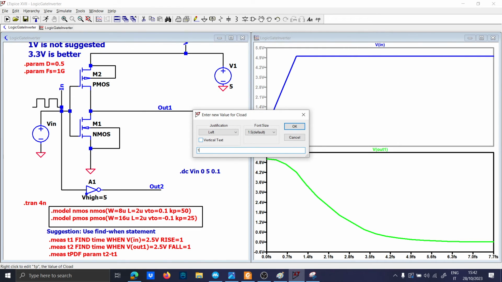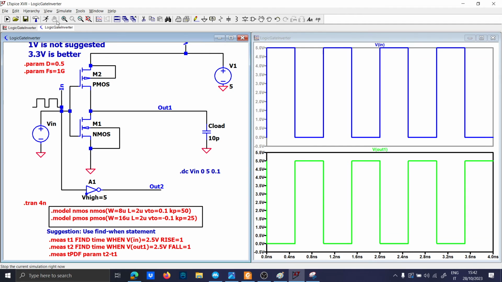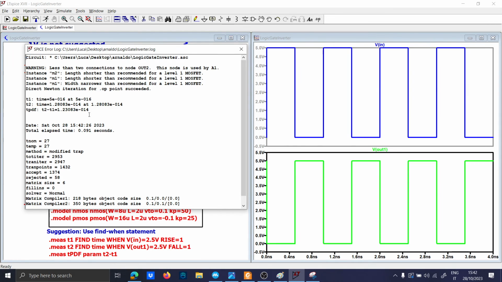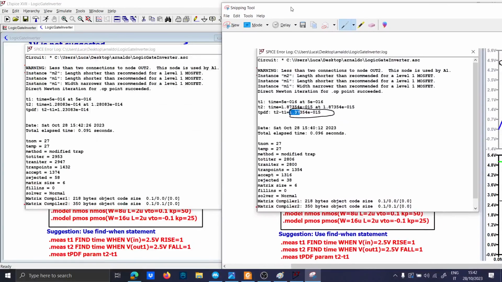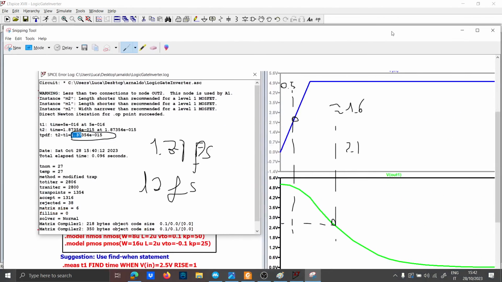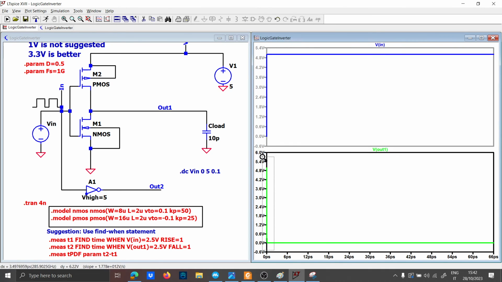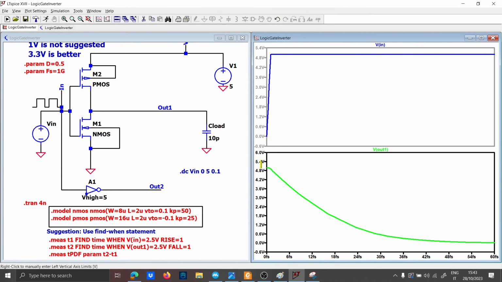We can also increase this capacitance here to 10 pico, and of course the propagation time will increase. Let's check the difference. From 1.37 femtosecond, you now have 12 femtosecond. It's reasonable. You see, this delay is more consistent.